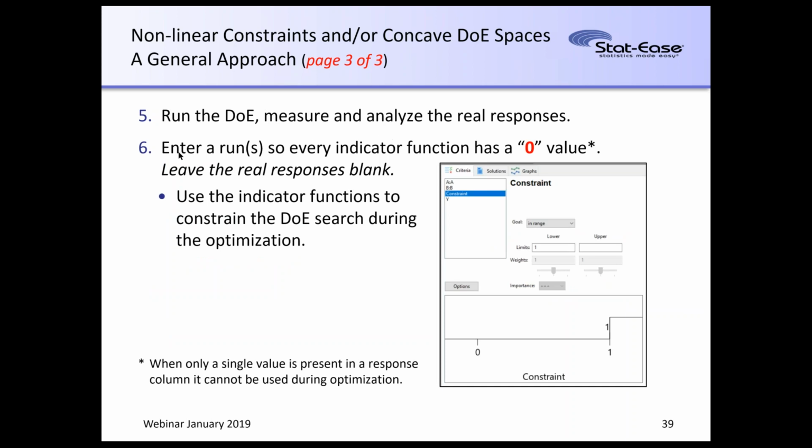Oh, one last step, and this is just to get around a little problem that Design Expert has. If we eliminated all the runs that were 0 and all we had left were runs that were 1, when we went to the optimization, it wouldn't allow us to optimize on that response because it would only have a single value. There's nothing to optimize. So we have to create one run that has an indicator value of 0. And of course, we won't run that because it's in the unacceptable region. But that'll allow us to restrict the optimization to non-zero values. So we'll see how that works.